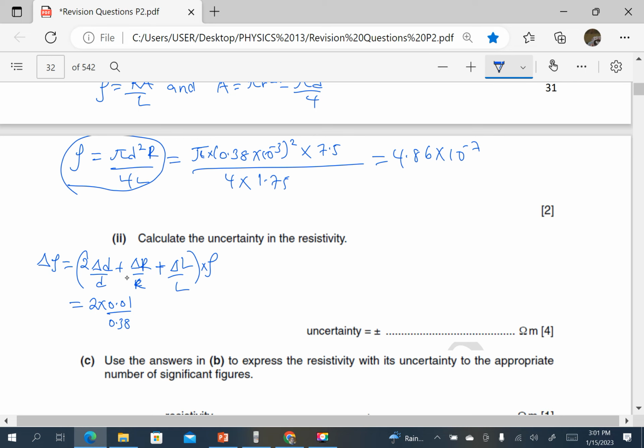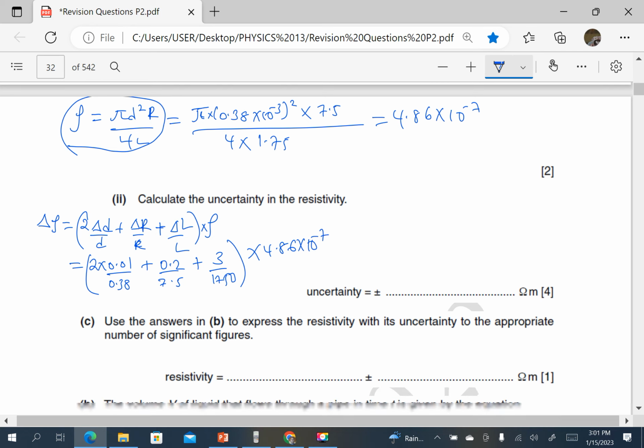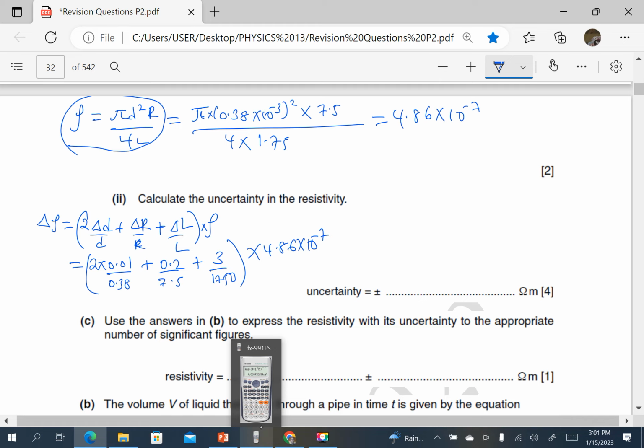You don't need to convert the units because they will cancel. Plus for R it is 0.2 divided by 7.5 for resistance, plus for L it is 3 divided by 1750. This is going to be multiplied by the value of rho we obtained above, which is 4.86 times 10 power negative 7. So I have to check this with my calculator.